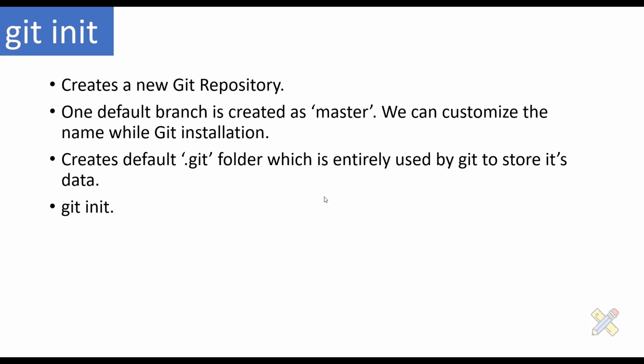First off, I'll start with git init. This one is used to initialize an empty Git repository. With that, it creates a default branch named master, which you can always customize while doing Git installation. It also creates a .git folder, which is also called the repository folder. That is a hidden folder which contains Git information about branches, user credentials, versions, etc. So let's dig deep into how we can use this.